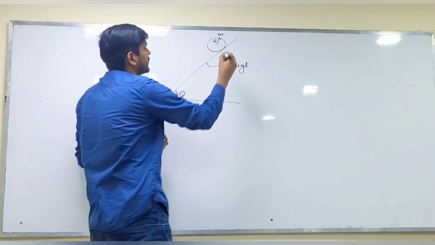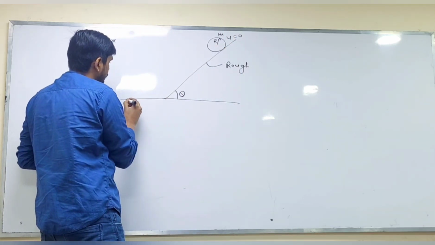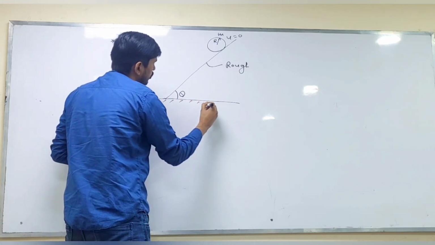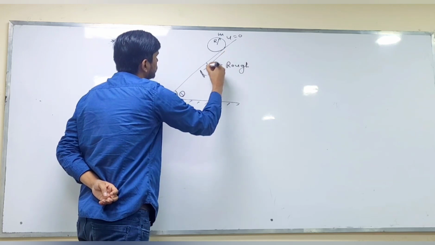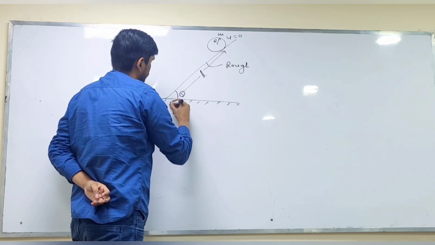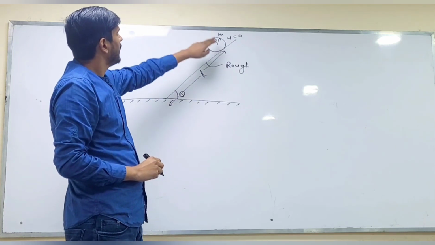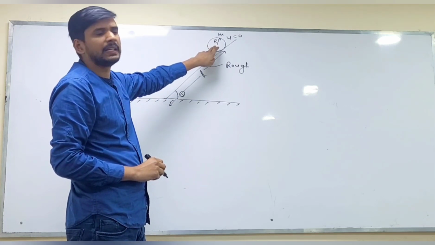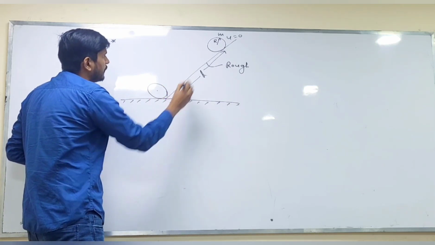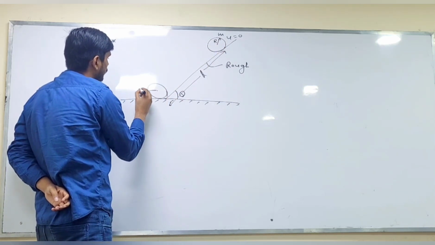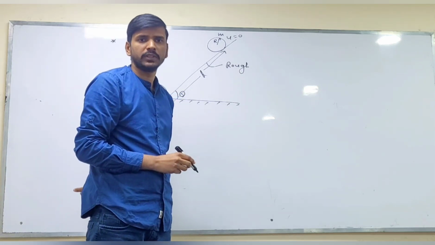Initially it is at rest, and it will come to the ground when left to move. This distance is del. We have to find acceleration of this body and velocity of this body. Velocity we have to find when it will come to the ground.